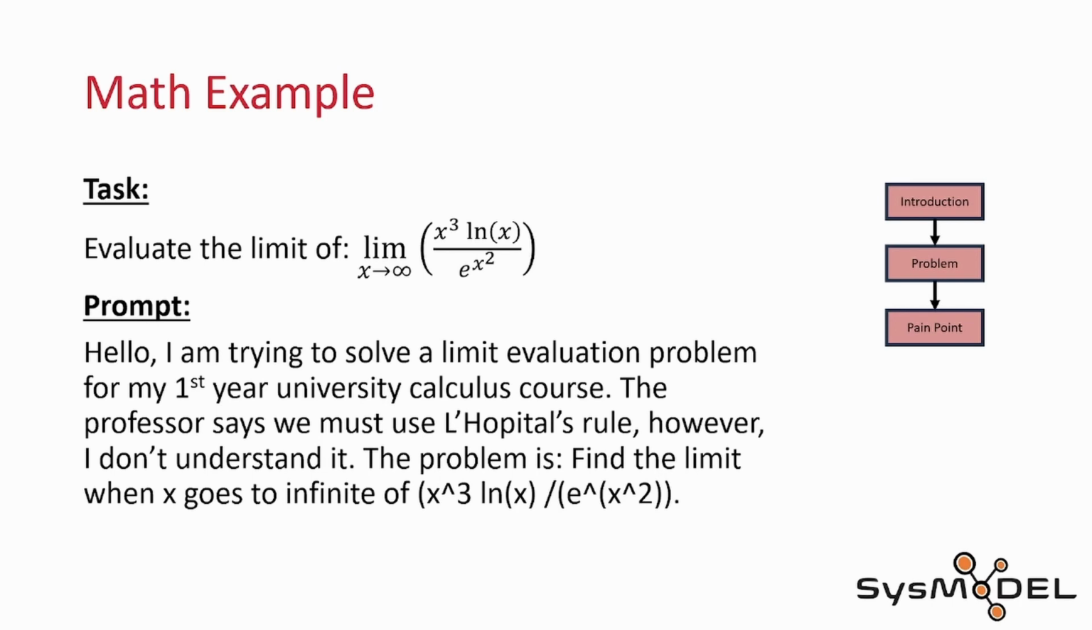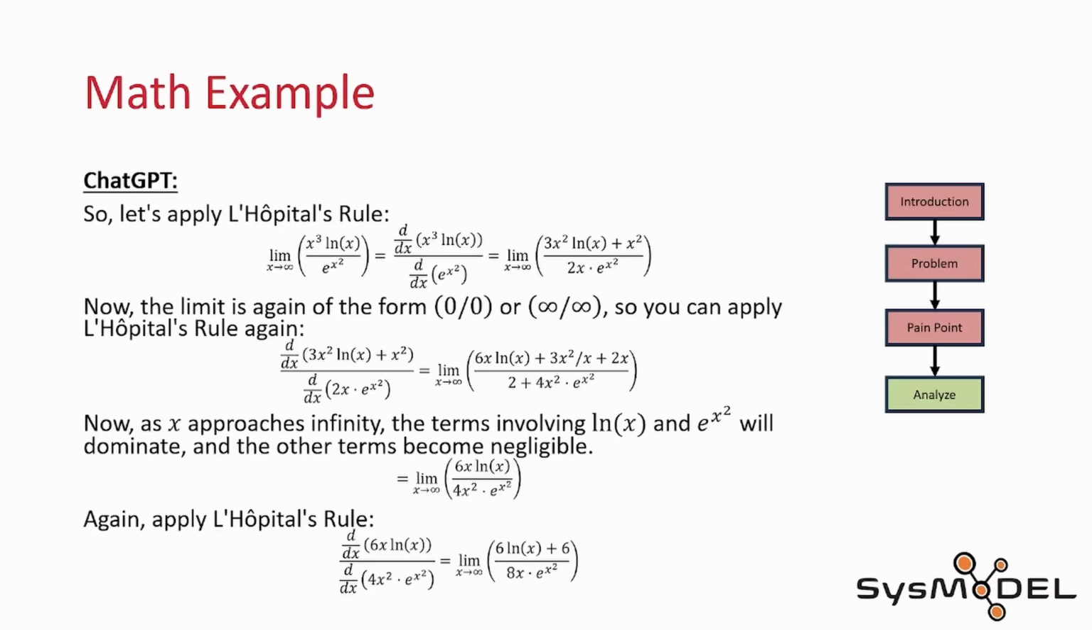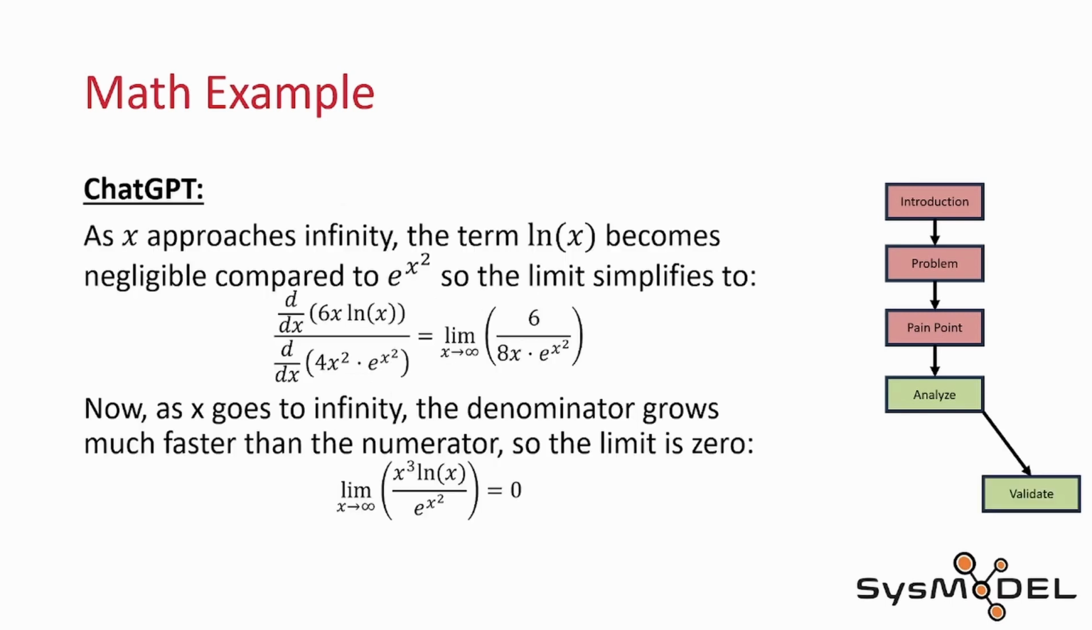Here we have the prompt using the 3 steps outlined above. The student first introduces themselves, shares their pain point, and then presents the problem. The prompt results in ChatGPT first explaining L'Hopital's rule to the student. It then goes into detail about how to solve the problem, including simplification at each step, such as removing 2 from its denominator as it is dominated by e to the x squared. In total, ChatGPT does 4 differentiations of L'Hopital's rule to evaluate the limit, which goes to 0 when x goes to infinity.